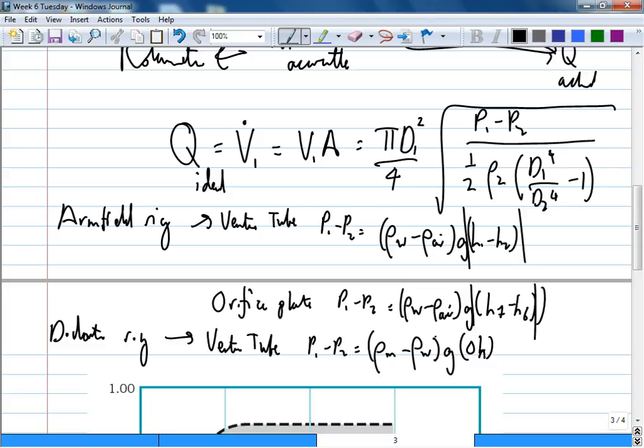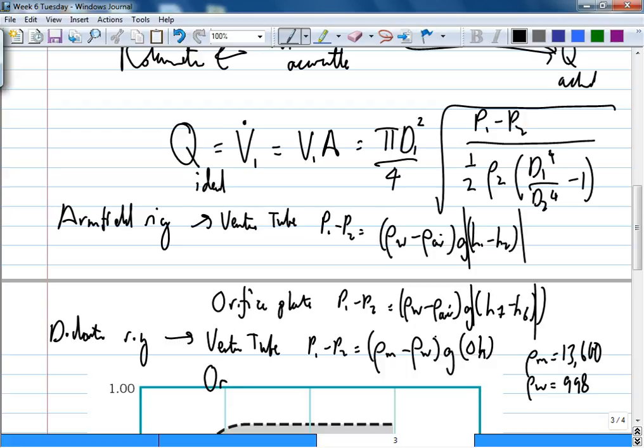Because on one side you have mercury, the other side you have water. This one is made more significant, because rho mercury is around 13,600, rho water is around 998. So it's quite significant. Cannot throw it away. So around 8% or whatever.